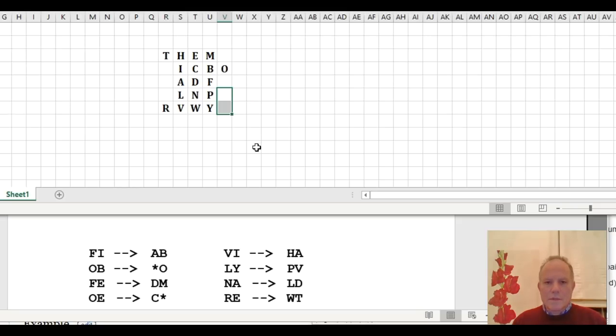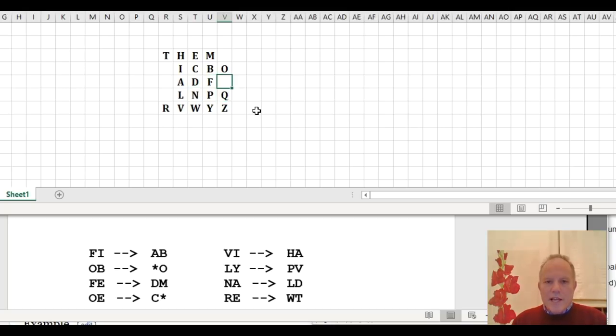RE becomes WT. NA becomes LD, LY becomes PV, VI becomes HA in the same column, OE becomes C something, FE becomes DM, FI becomes AB, and OB becomes something O. This all works. So now we can finish off what's in the rest of the alphabet. It must be a Z at the end. Q between the P and the R.